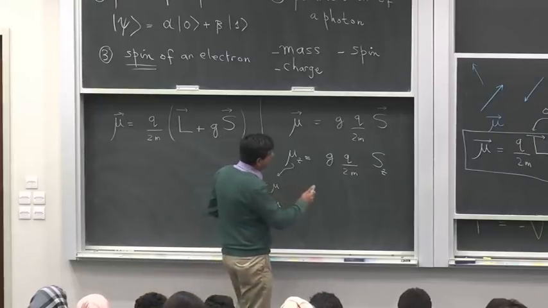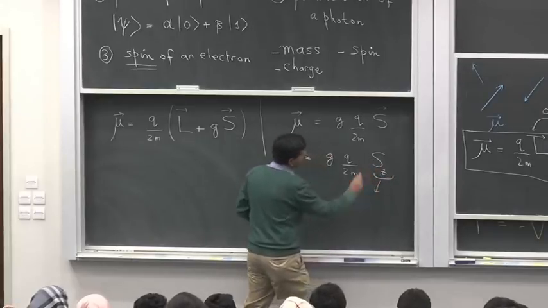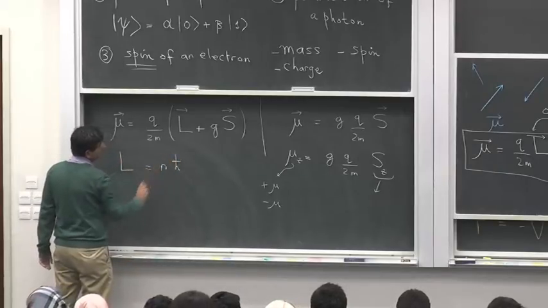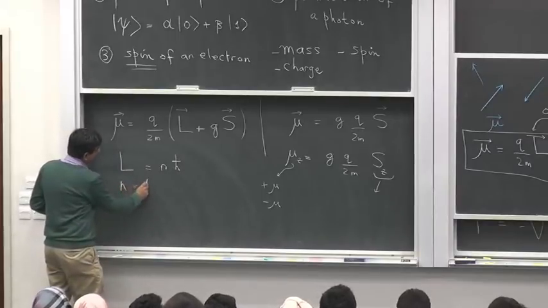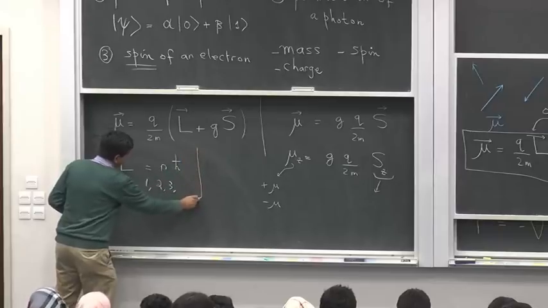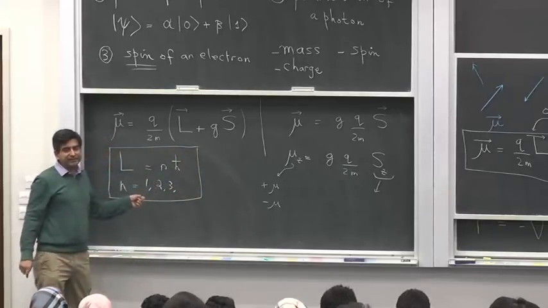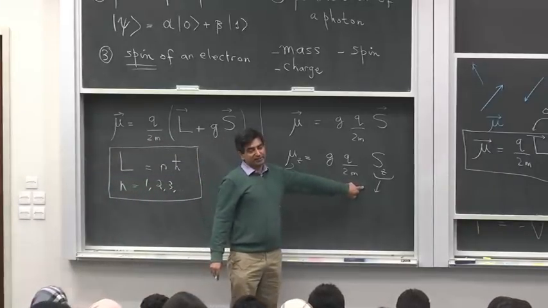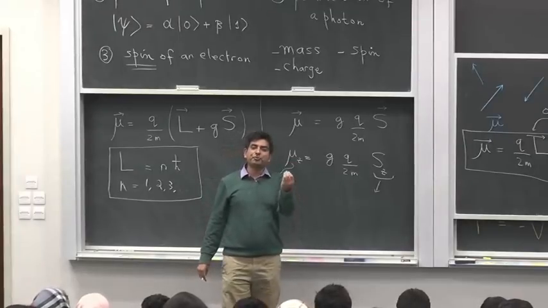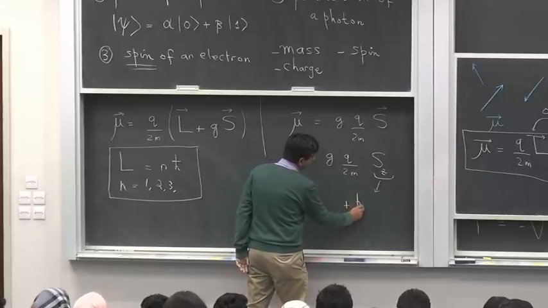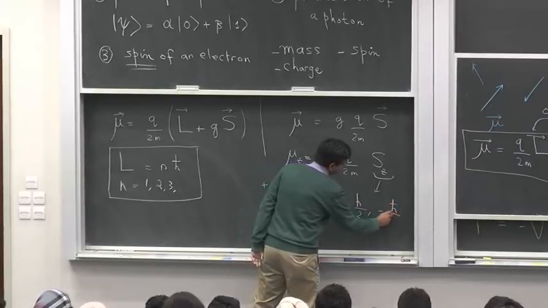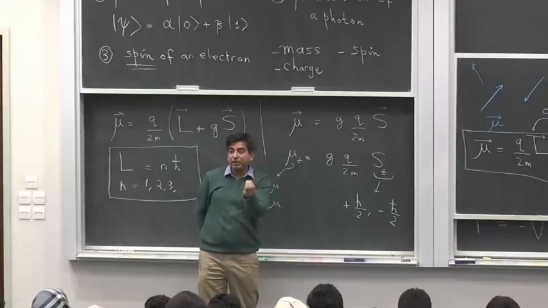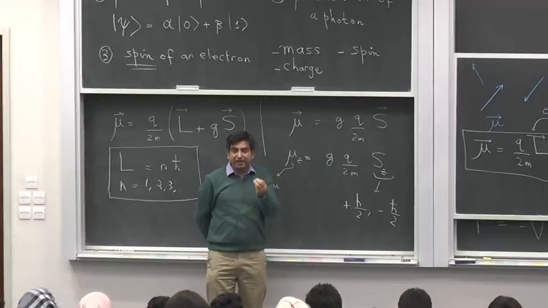Okay, so I'll show later that this S Z actually takes up two possible values. We know that L is quantized, n h bar, where n takes up the values 1, 2, 3, and so on. Where do you get this from? You get this from the Schrodinger equation, which we'll learn about next week. But S Z is also quantized. For an electron, it can take up two possible values, plus h bar by 2 and minus h bar by 2. This one half is the spin of an electron. So an electron is a spin half particle.